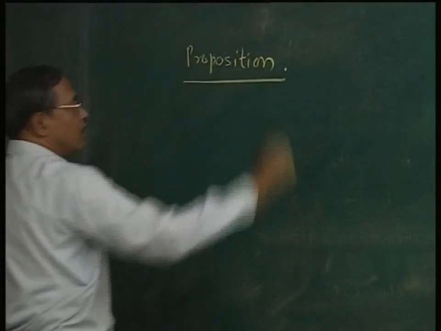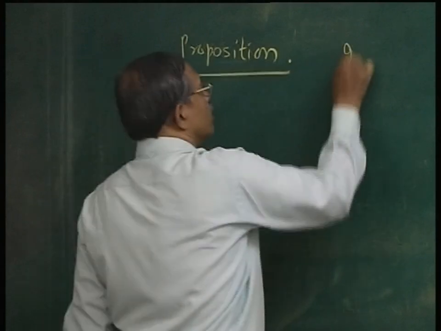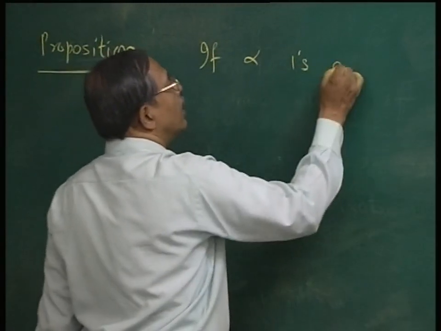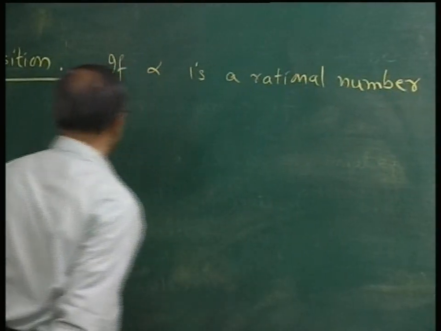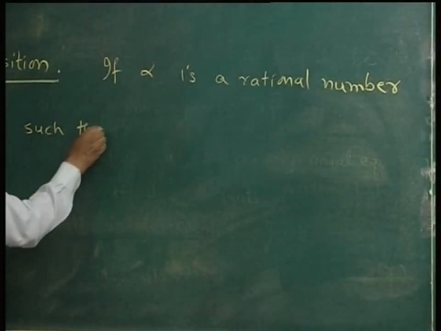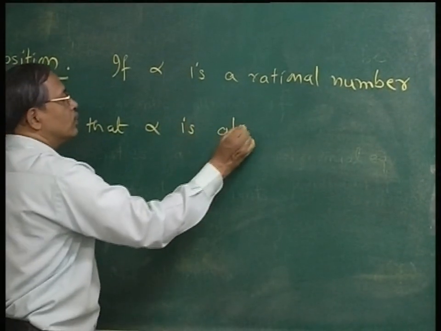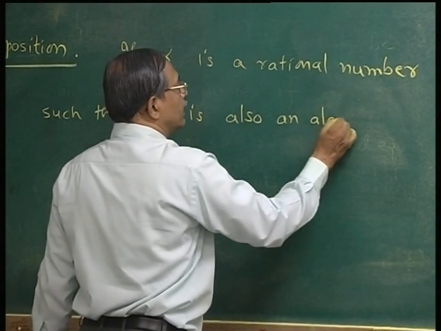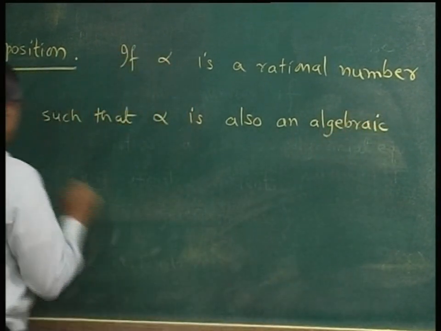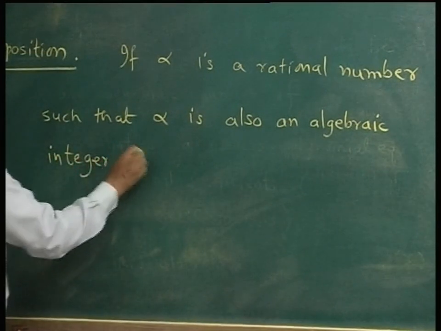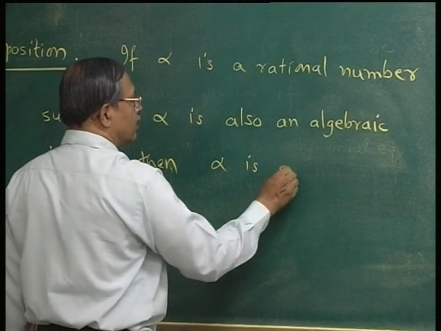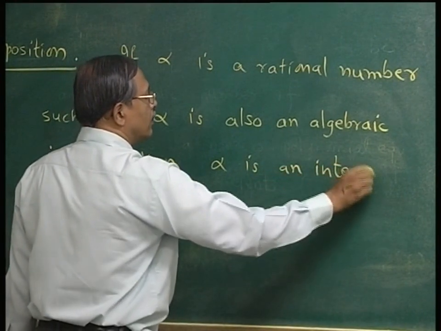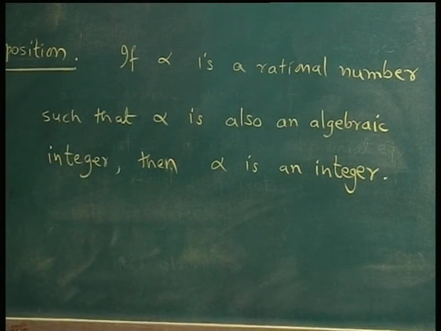We have the next proposition. If alpha is a rational number such that alpha is also an algebraic integer, then alpha is an integer.